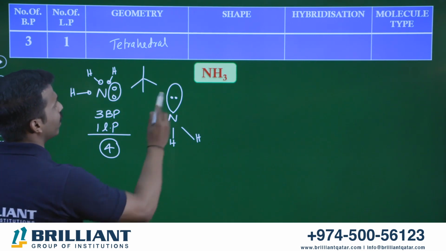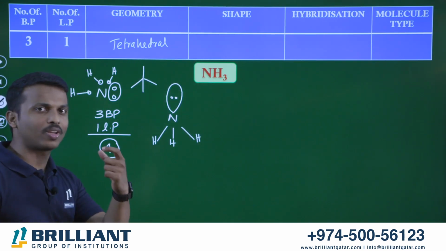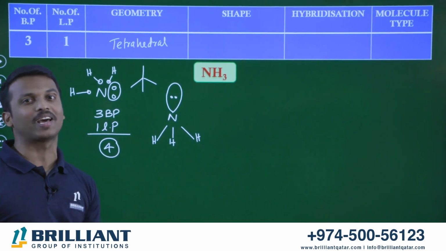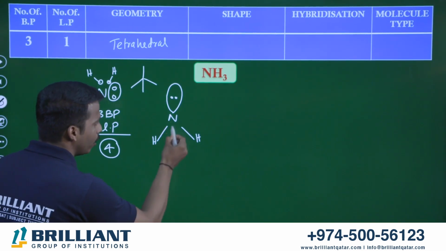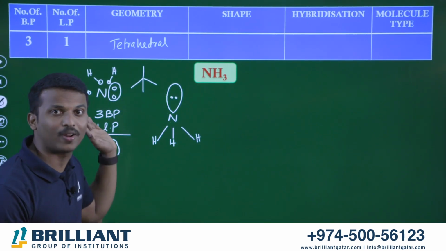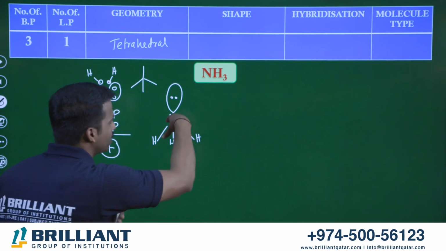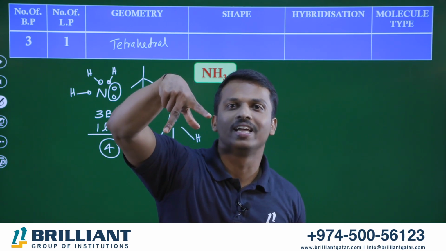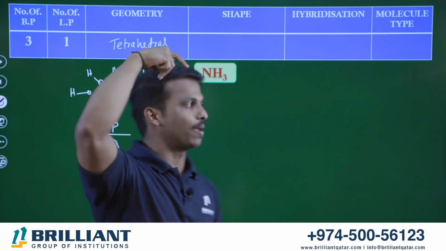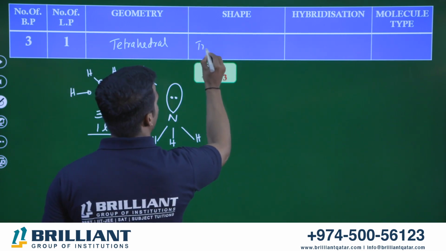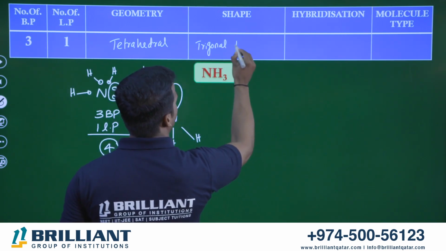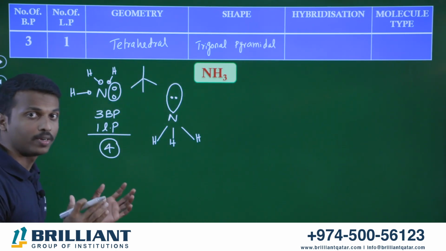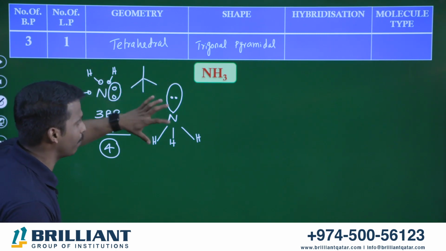Now what is the shape? If you want to calculate the shape of the molecule, you just look at only the bond pairs, how they are located. See all of you, 1, 2, 3. You no need to bother about the lone pair. How are these bond pairs located like this? Yes or no? What is this? It is like a pyramid. So what is the shape we can say? This is called trigonal pyramidal.